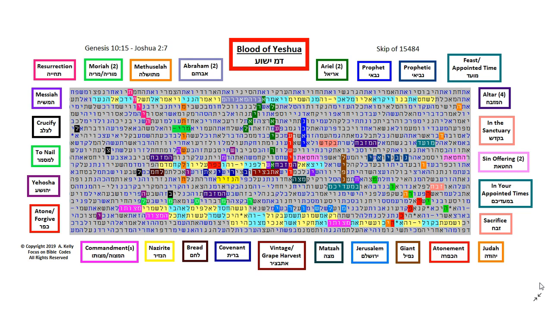Today we're going to look at a Bible code entitled Blood of Yeshua. This Bible code is found in the Torah, and it spans almost the entire length of the Torah. It goes from Genesis 10 to Joshua 2:7. But actually Joshua is this last row here, and there's nothing highlighted there. So it goes from Genesis to Deuteronomy. The access term is in the middle here in the red, Dam Yeshua.